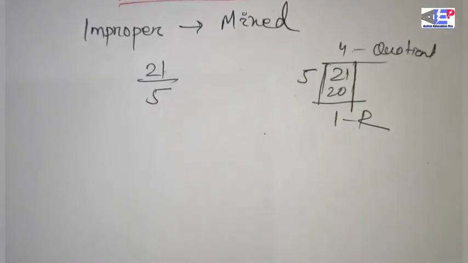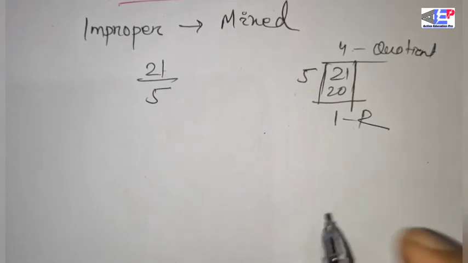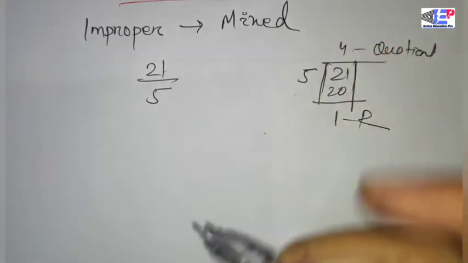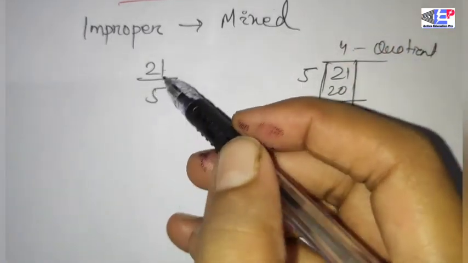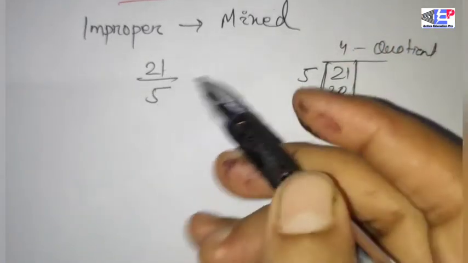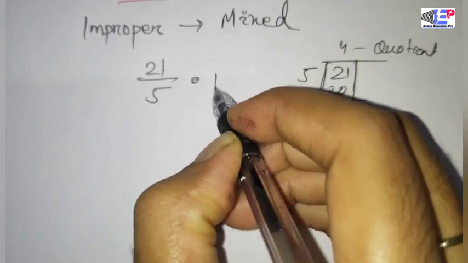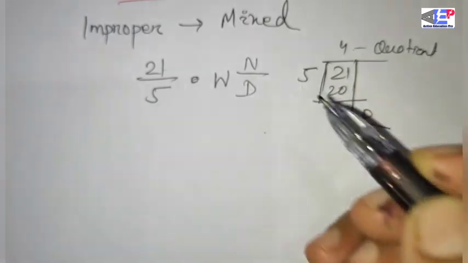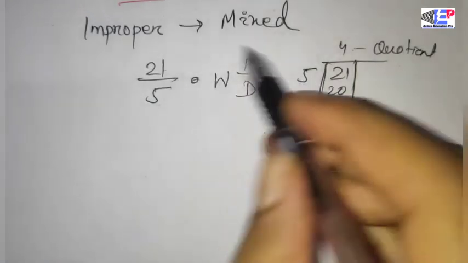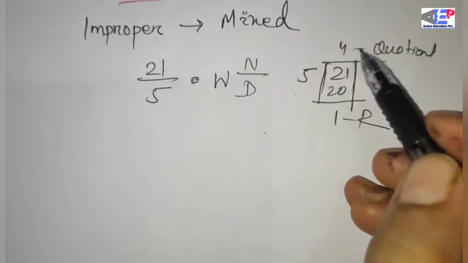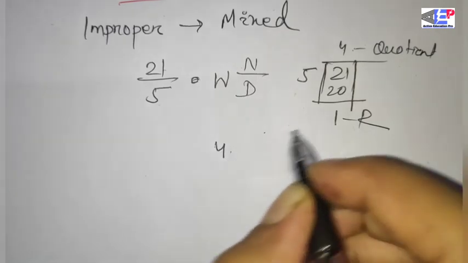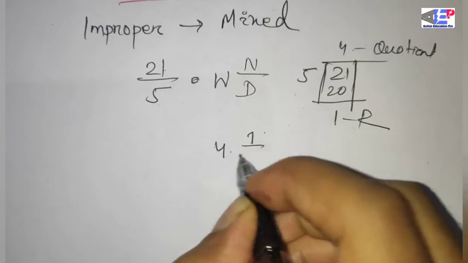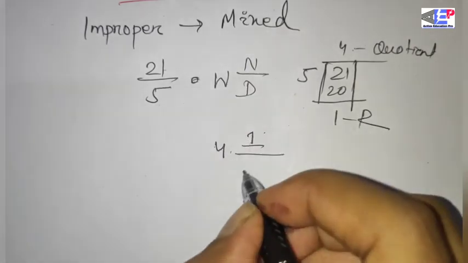So here you can write this quotient as the whole number part. You know very well an improper fraction has a numerator greater than the denominator, and a mixed fraction carries a whole number part, then a numerator and a denominator. So this is the mixed fraction. 4 is the whole number part, the remainder is the numerator, this is 1, and the last one is the denominator, 5.